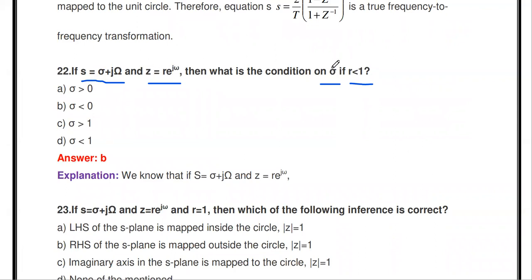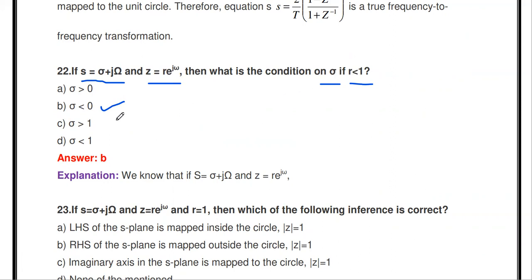Okay, so here, for which value of sigma should the radius r be less than 1? If the radius r is less than 1, what about the value of sigma? It is a question. The answer is that the sigma value should be less than 0. If sigma is less than 0, then the radius r should be less than 1. Okay, that is the condition.